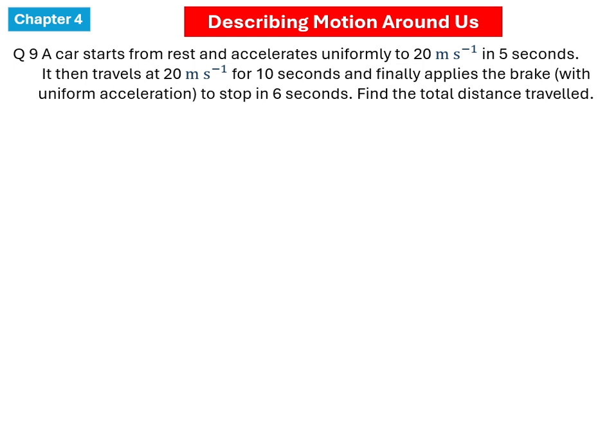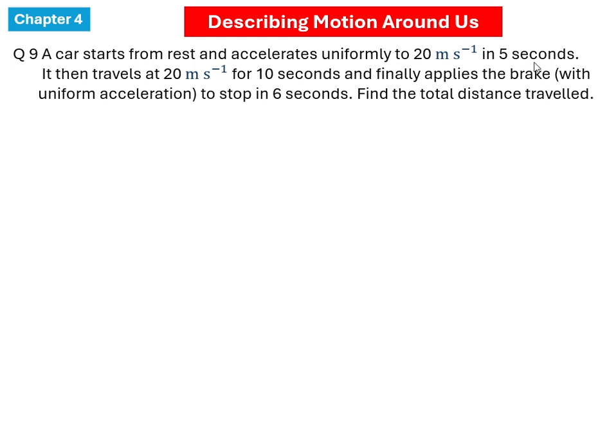So today we will solve question number 9 of the new science book of grade 9, from chapter 4, Describing Motion Around Us. So the question is: a car starts from rest and accelerates uniformly to 20 meter per second in 5 seconds.